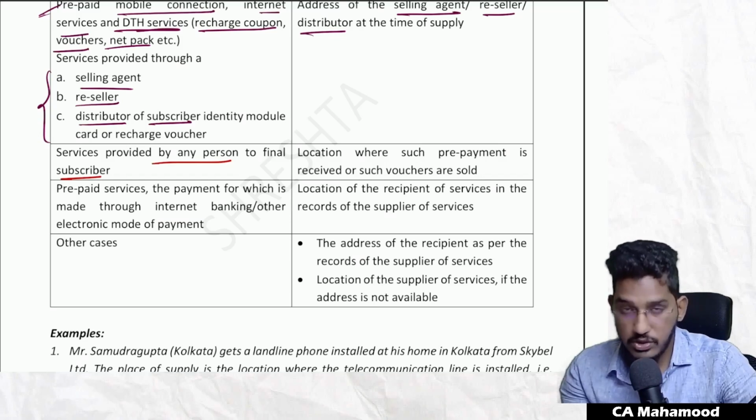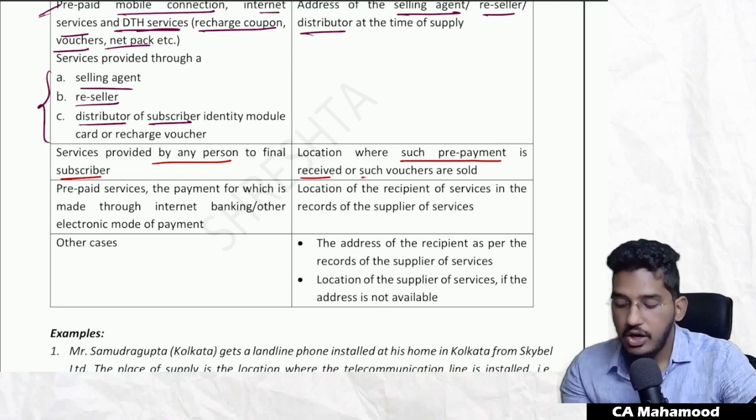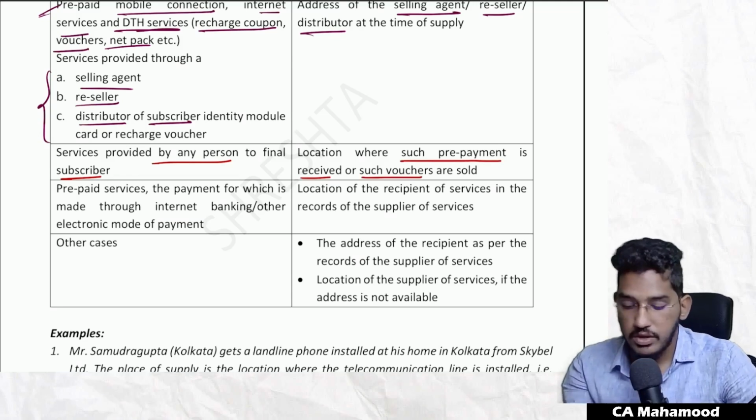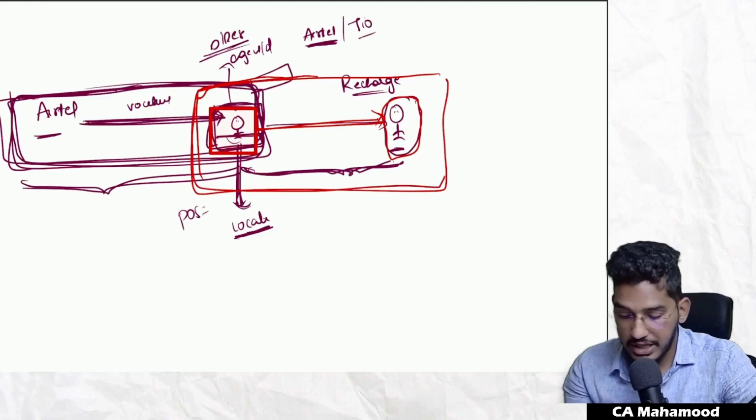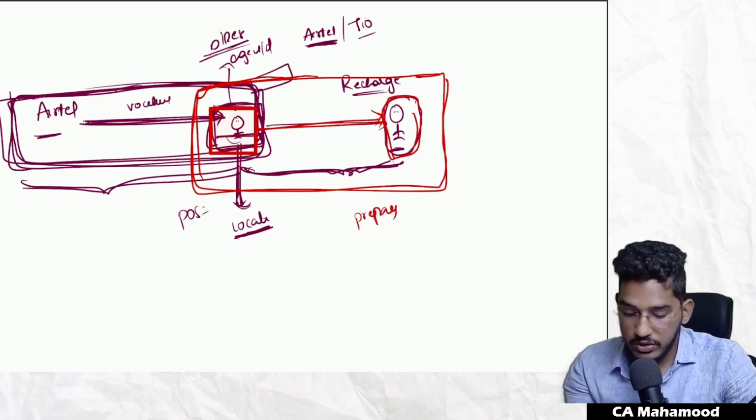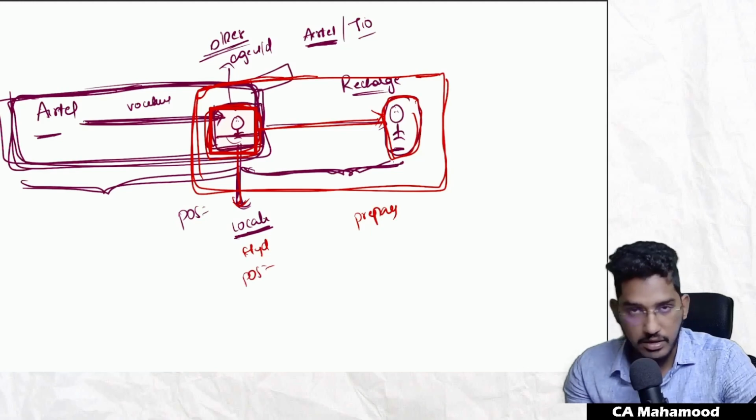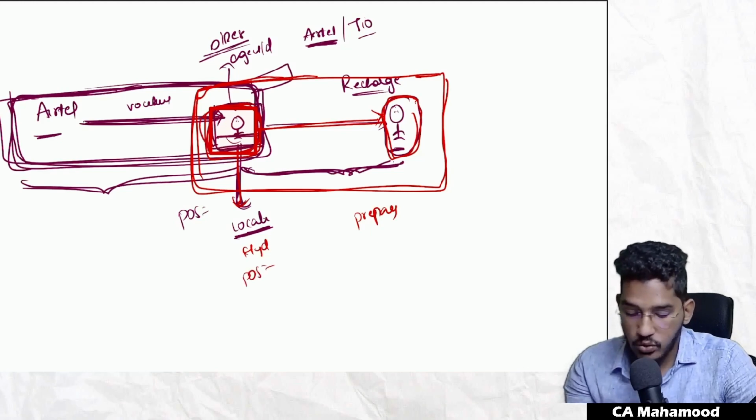Services provided by any person to the final subscriber: the location where such prepayment is received or such vouchers are sold. Whatever the selling of the vouchers or receiving the money and doing the recharge, wherever the prepayment is received. Nothing but this customer went to this shopkeeper, paid the money, got the voucher. Assume the shopkeeper's address is in Hyderabad. So what is the place of supply? Hyderabad.